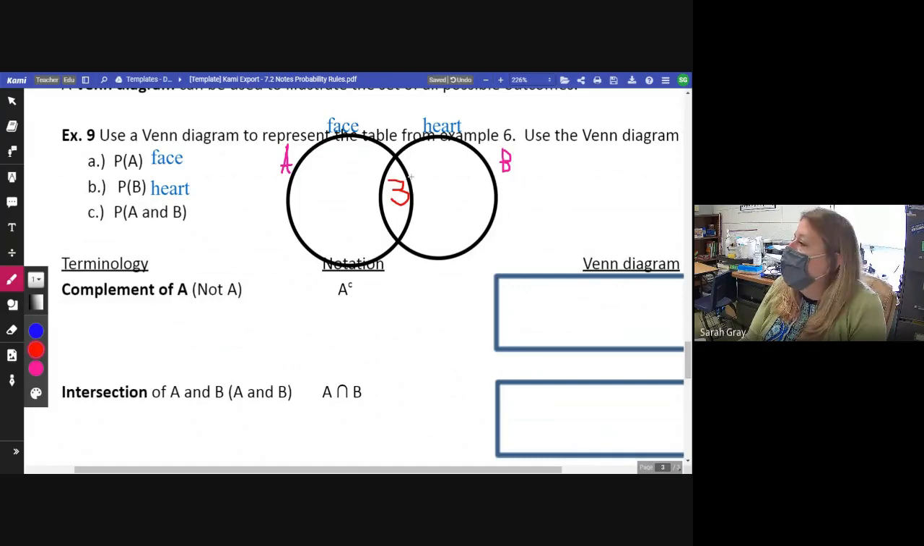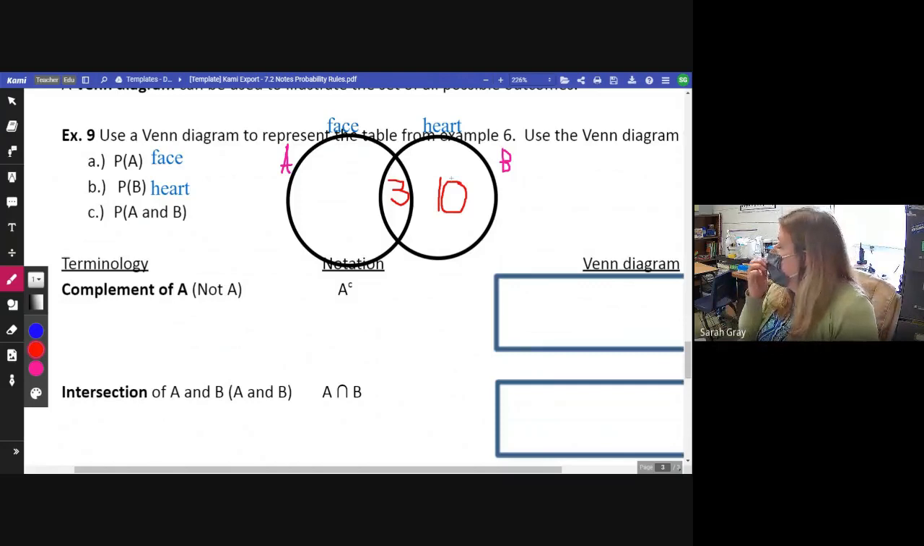All right. How many cards in the deck are hearts? 13. Yeah. So what number do we put here? The whole circle has to add up to 13. Yeah, 10 and 3. I like Venn diagrams. Okay. How many face cards are in the deck? 12. There's 12 face cards in the deck.